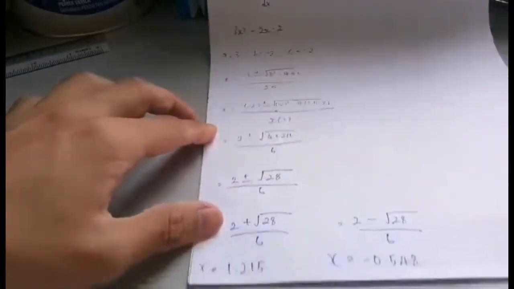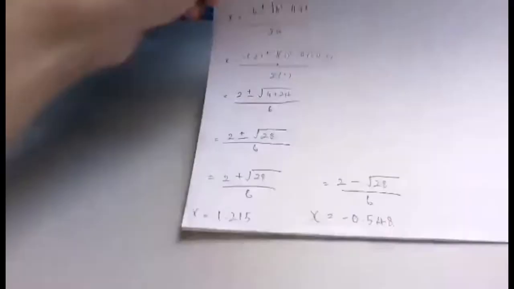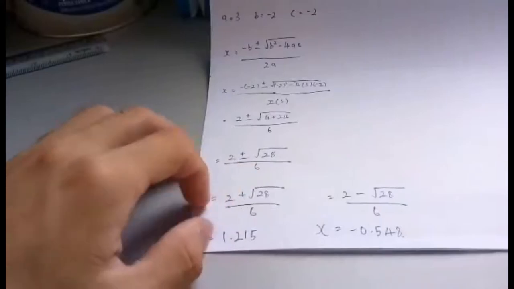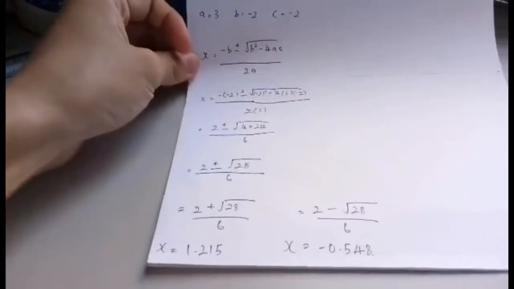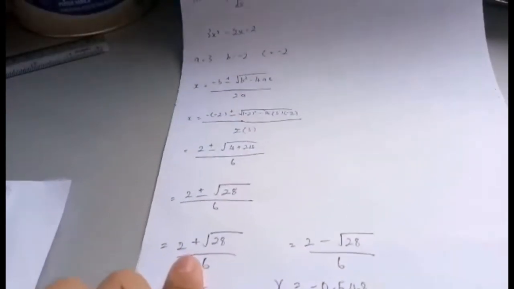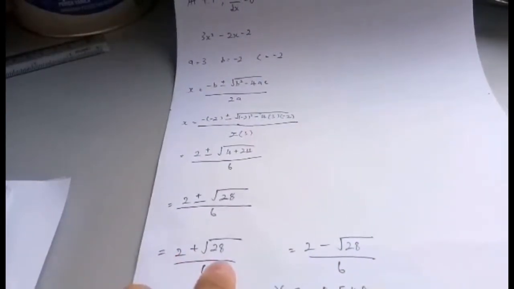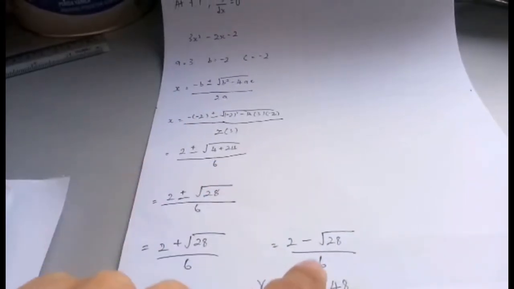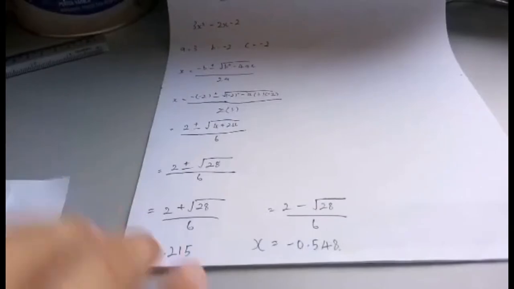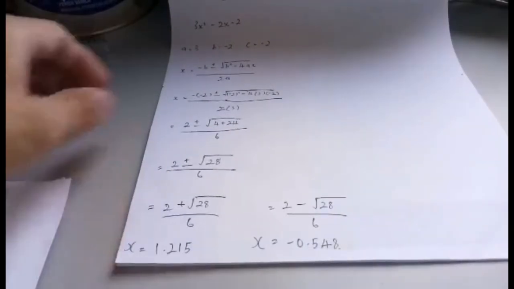And the 4 plus 24, I get 28. Then I want to let madam easily see it, so I separate it into 2. 2 plus square root 28 divide 6. And another one is 2 minus square root 28 divide 6. This is the answer I get.